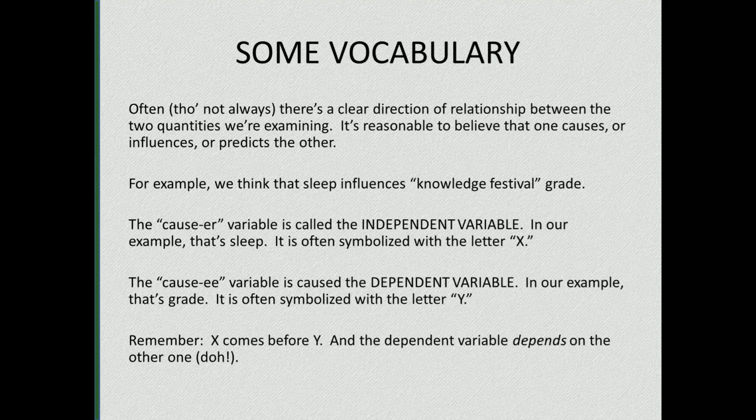Some basic vocabulary and some basic concepts. We're looking at a relationship between two quantities, and usually, not always, but usually we can envision one of them as causing or deriving or influencing the other one. So, for example, maybe the amount of sleep that you get influences your grade on the knowledge festival. Sleep here is our cause-er variable. In technical terms, it's called the independent variable. And we use the letter X typically to symbolize it.